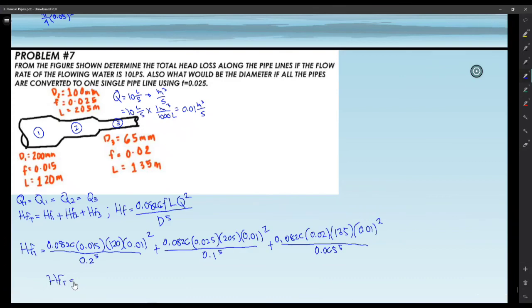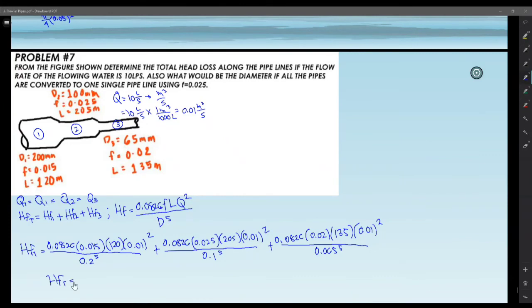So let's press on the calculator: 0.0826 times 0.015 times 120 times 0.01 squared divided by 0.2 raised to 5, plus 0.0826 times 0.025 times 205 times 0.01 squared divided by 0.15 raised to 5, plus 0.0826 times 0.02 times 135 times 0.01 squared divided by 0.065 raised to 5. What answer did you get? My answer is that the total head loss is 23.5008. So we found the first thing the problem asked for, the total head loss.